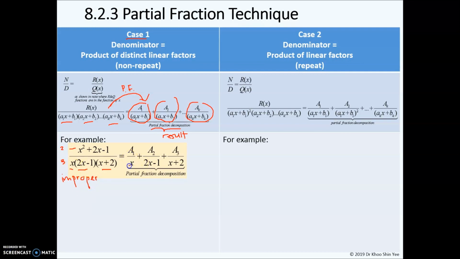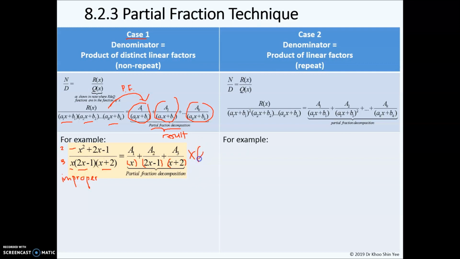So for the first linear factor, x, at the top is a constant a1, plus with the second linear factor, 2x minus 1, at the top you have a constant a2. Lastly is a linear factor x plus 2, and with the constant a3. To find a1, a2 and a3, let's multiply both sides with the denominator here.